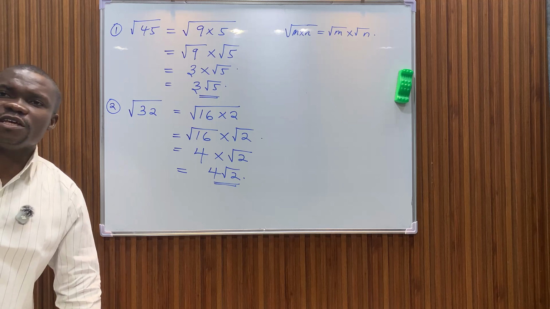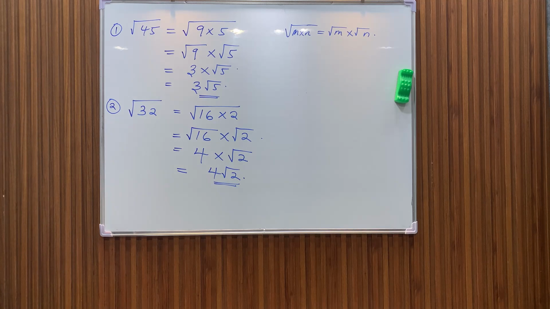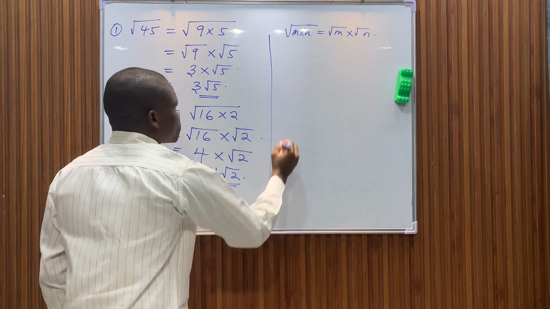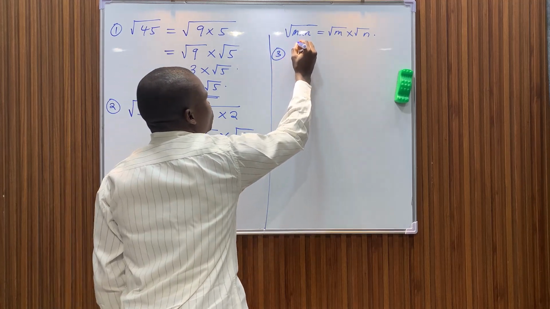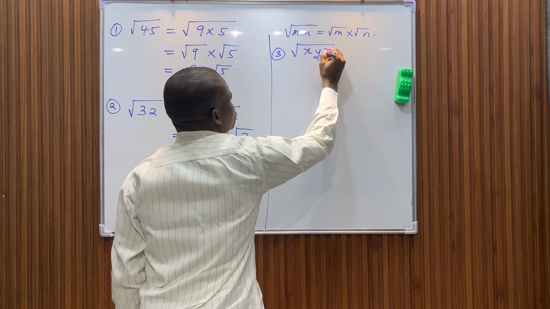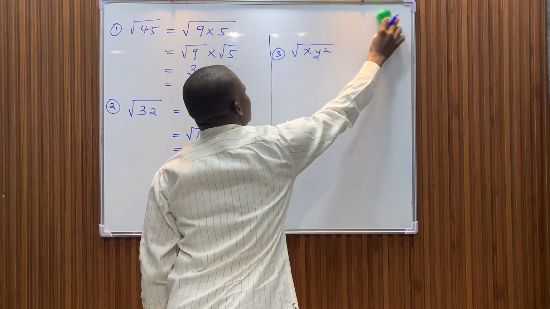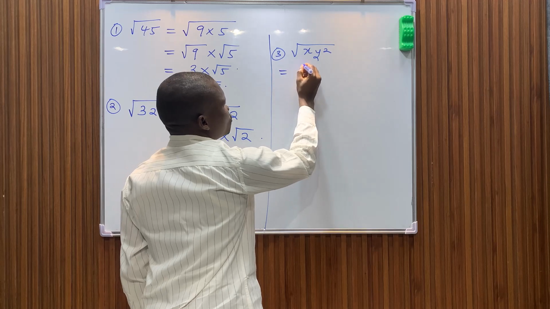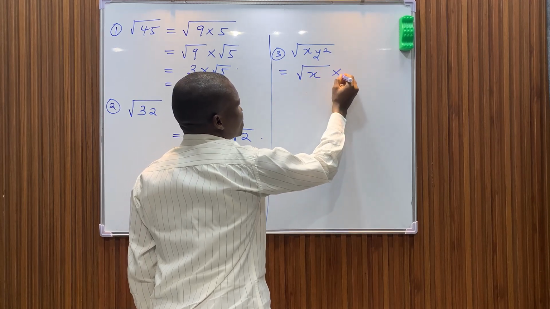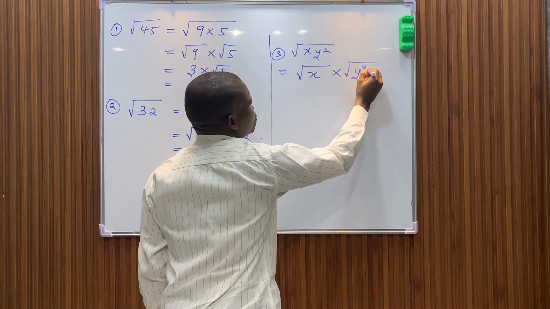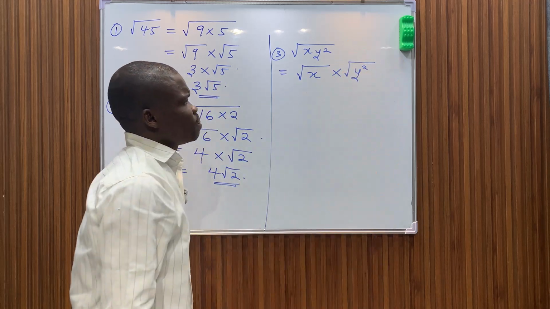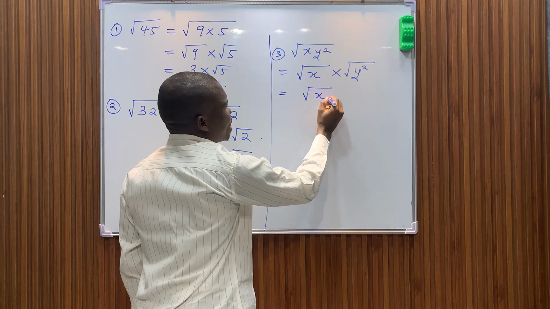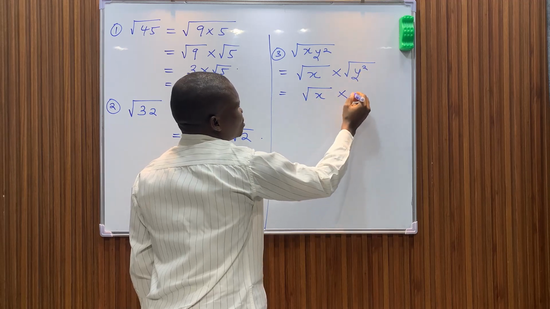Okay, number 3 was square root of xy squared. Now for number 3, square root of xy squared. So we can break this to have square root of x times square root of y squared, because y squared here is a perfect square. Now, simplifying this, this is square root of x times square root of y squared, which is simply y.